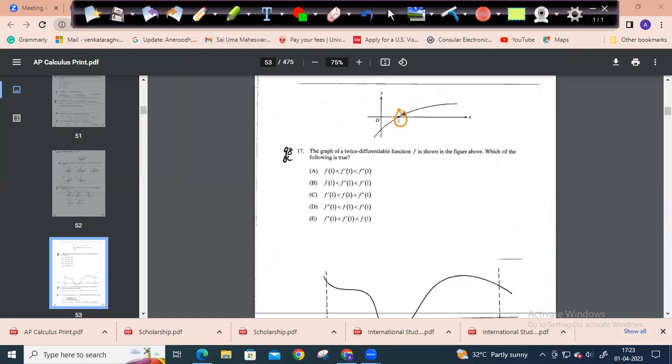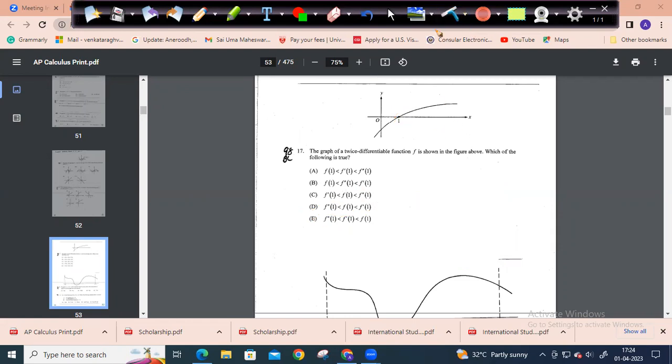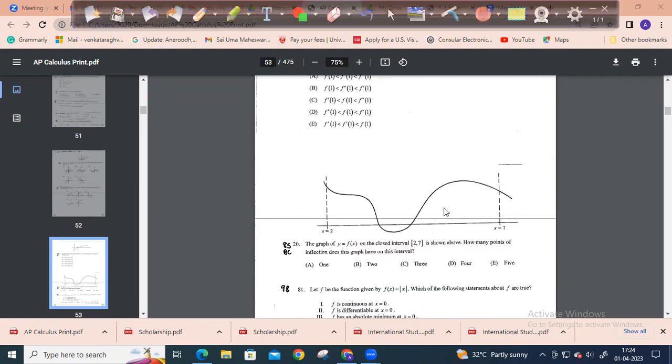f of 1 is 0. The function is increasing, so f dash of 1 should be greater than 0. The function is concave down, so f double dash of x should be less than 0. So f double dash of 1 should be less than f of 1, which should be less than f dash of 1. So option D for Delhi is your answer. D for Delhi is your 100% answer. Correct, right?